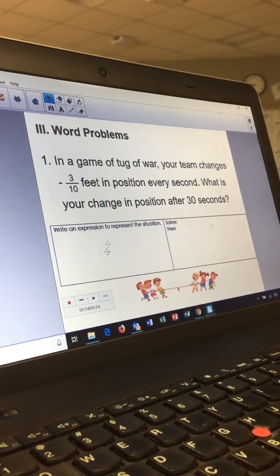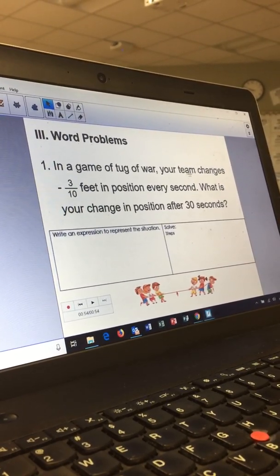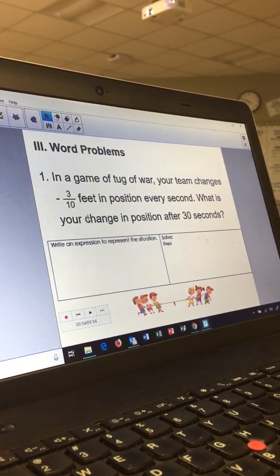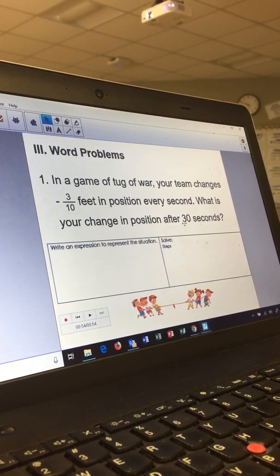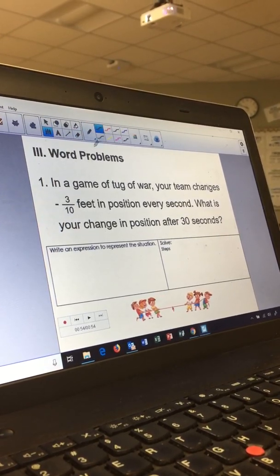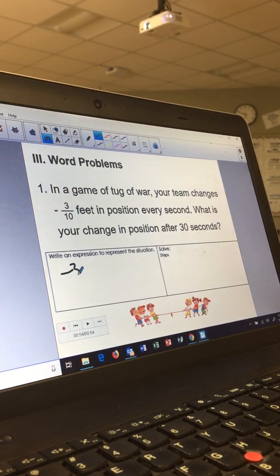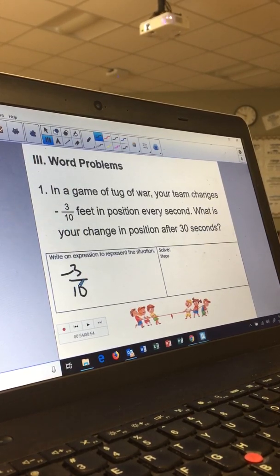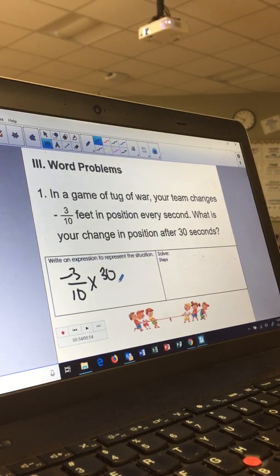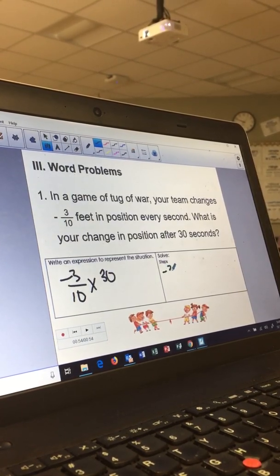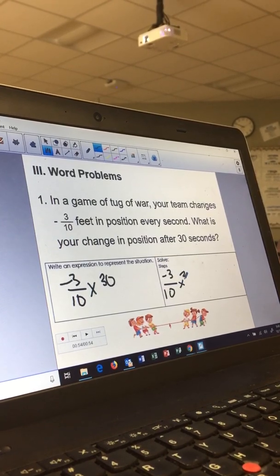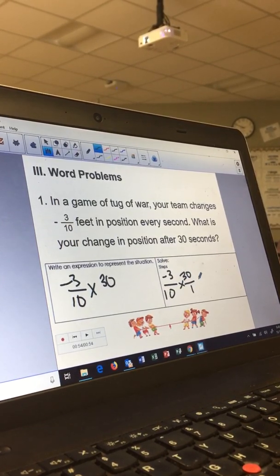All right, to solve this problem, in a game of tug of war, your team changes -3/10 feet every second. What is your change in position after 30 seconds? This is a multiplication problem, so we are going to multiply -3/10 times 30, and I put 30 over 1 when I solve. So -3/10 times 30 over 1.